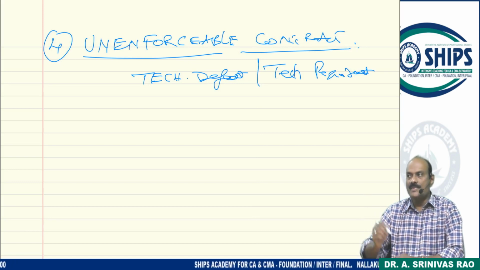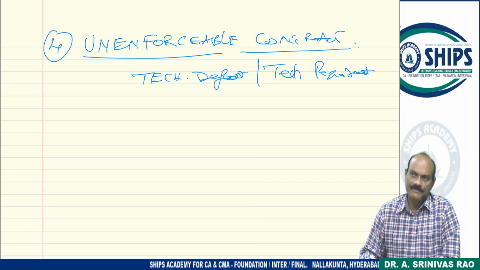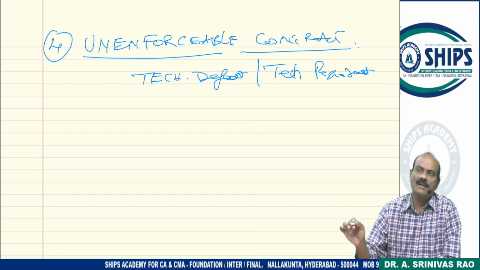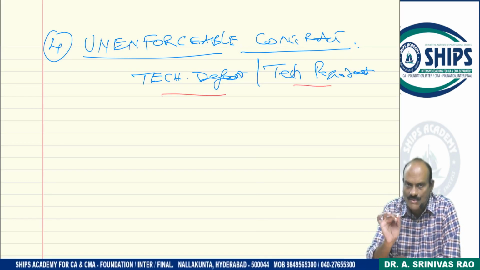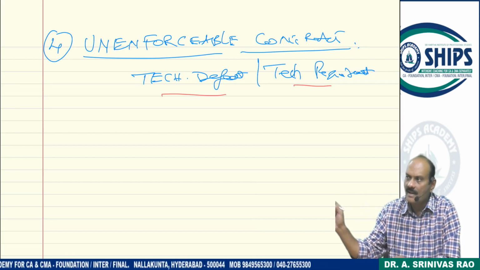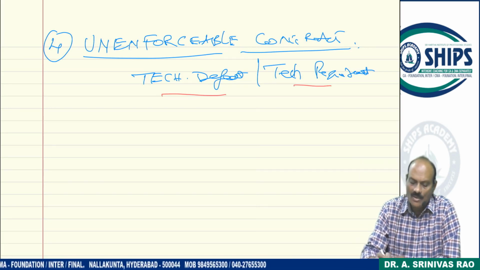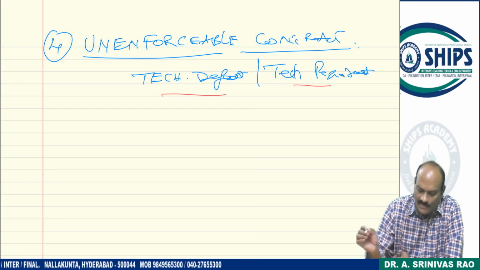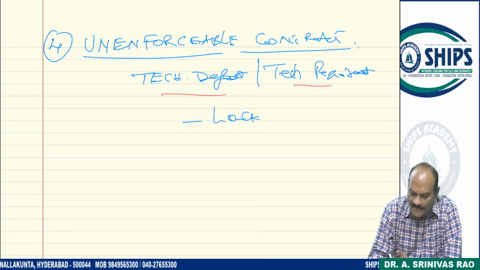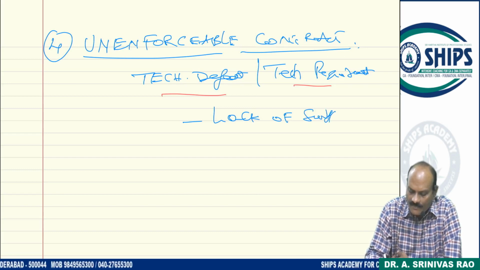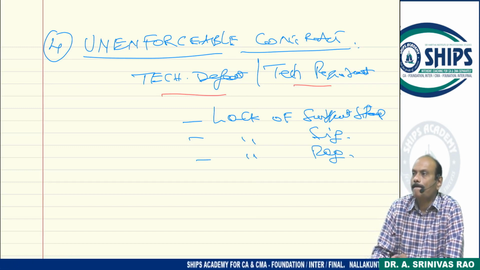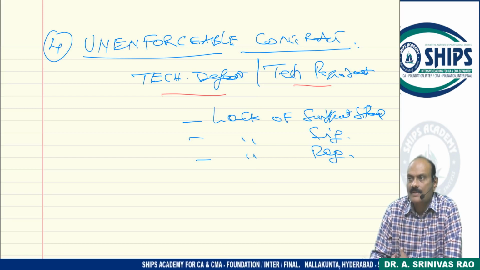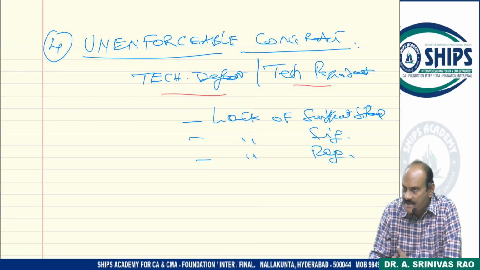Right? See the meaning, please. An agreement valid at the beginning means this agreement or contract is valid at the beginning, but due to some technical defect or technical requirement, means technical grounds, invalid. If you remove the technical defect, the agreement is again enforced. How do we understand this? Simplest examples: lack of sufficient stamp, lack of signature, lack of registration.